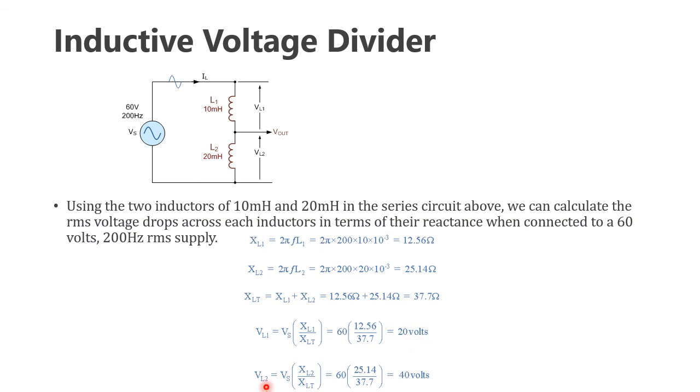Likewise, we can find the voltage drop across the inductor L2. So here we can substitute the value of Vs as 60. XL2 is 25.14 ohm over XLT, that is 37.7 ohm. So if you solve this, we will get the value for VL2 as 40 volts.